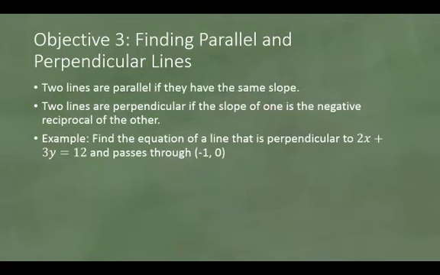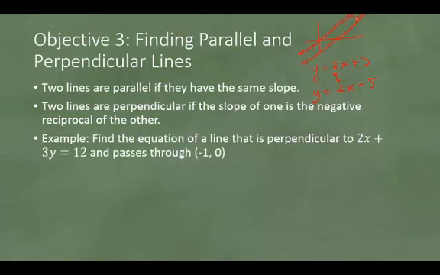Finding parallel and perpendicular lines. Two lines are parallel if they have the same slope. If you have two lines, y is equal to 2x plus 3, and another line, y is equal to 2x minus 5, because they have the same slope, they are parallel. In other words, if we were graphing them, there's line 1 and there's line 2. It doesn't matter how far out we go, these two lines would always be separated by the same distance because they have the same slope.